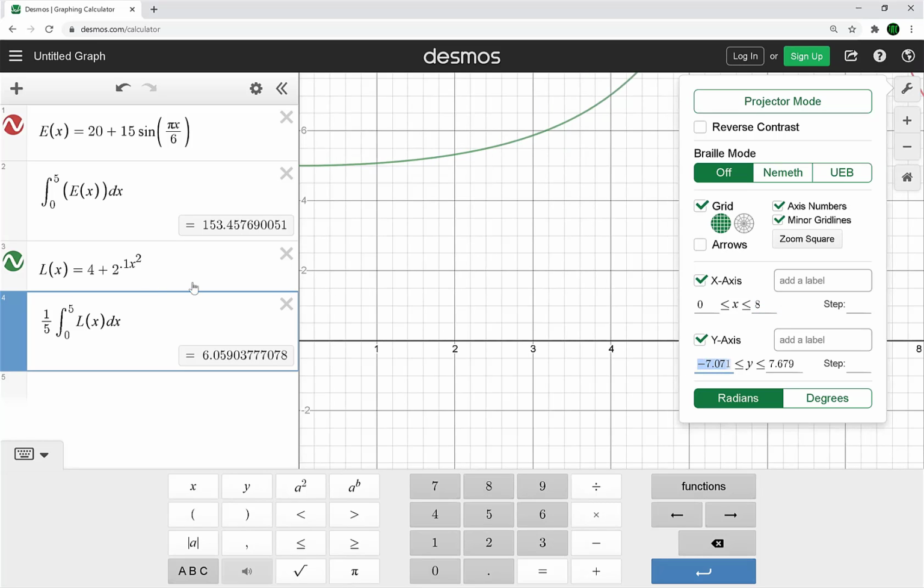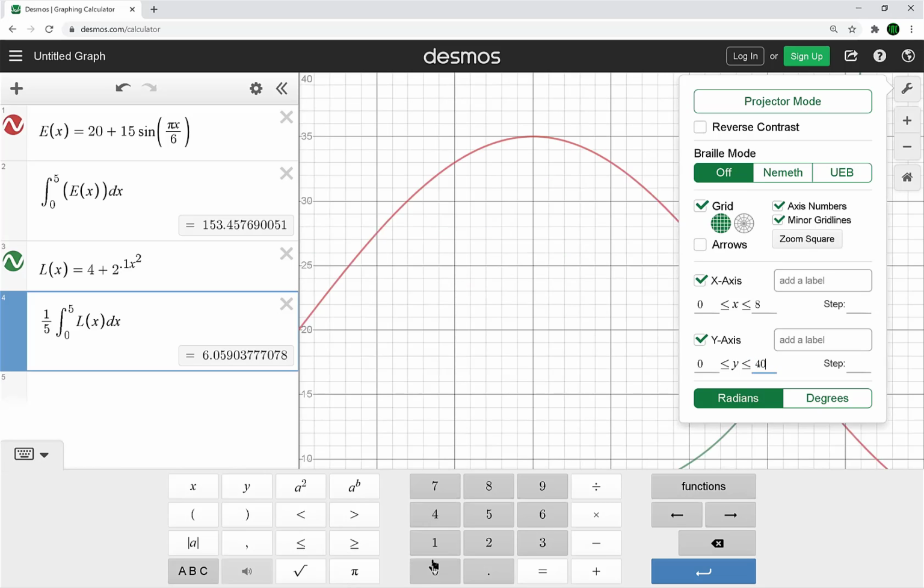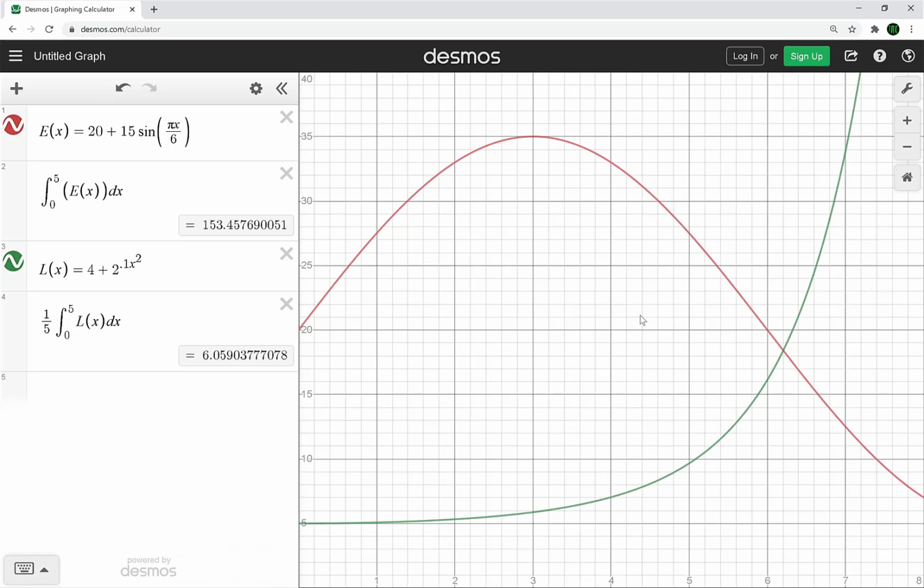And I need to figure out my y value. So let's see. The smallest this will ever be is 5, because at 0, 2 to the power 0 is 1, and 4 plus 1 is 5. So I'm going to make that 0. And then the biggest L will ever be is, let's see, I took pre-cal, so 20 plus 15, that's what, 35? So I'm going to go to 40. So good thing we took pre-cal and algebra, guys. Yay. And then enter, and there it is. So there's a beautiful graph right there.